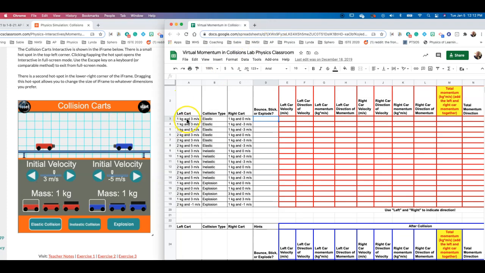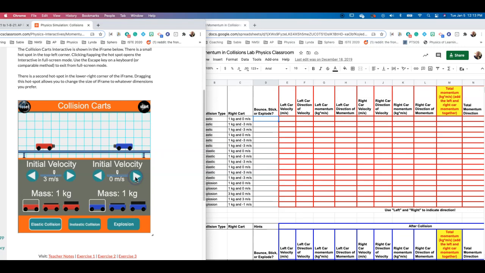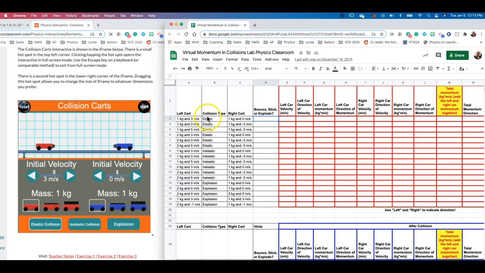The next thing we need to do is fix the right cart. It's 1 kilogram and 0 meters per second, so we're going to make this 0 meters per second using the buttons. And the collision type is elastic, so you're going to see elastic, inelastic, and explosion. And I will tell you that these terms aren't 100% correct. We're going to correct them. But if it says elastic, click on the elastic button. So it's more of a direction than anything else.